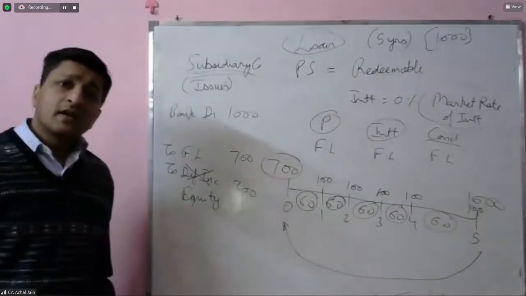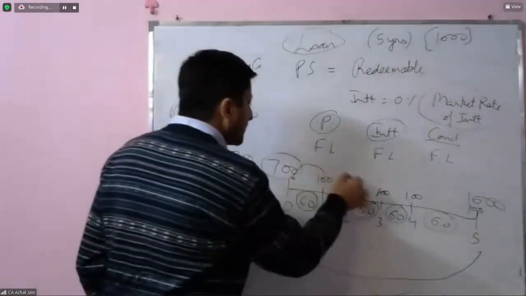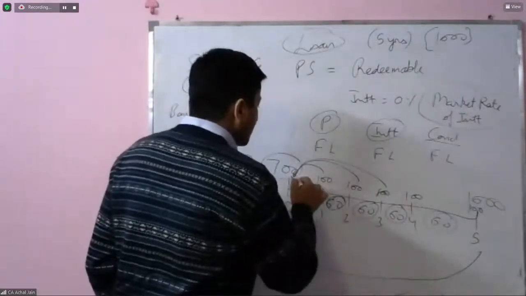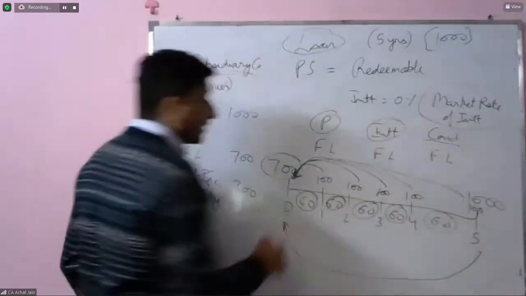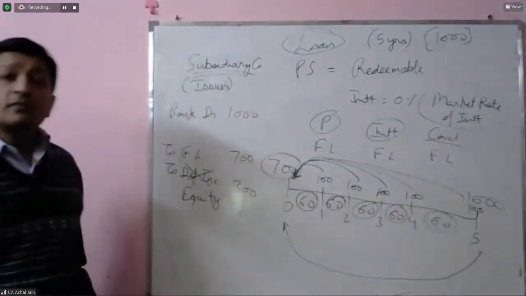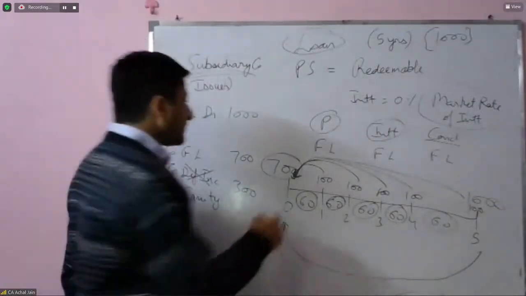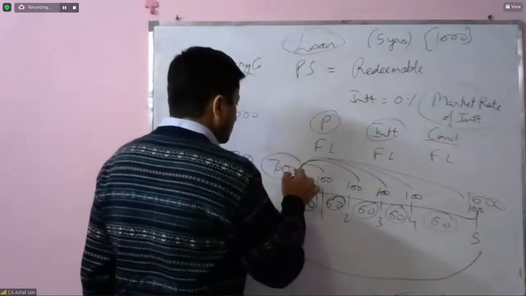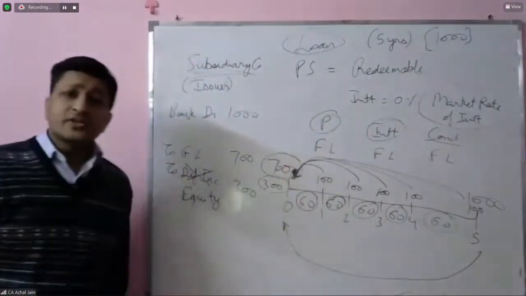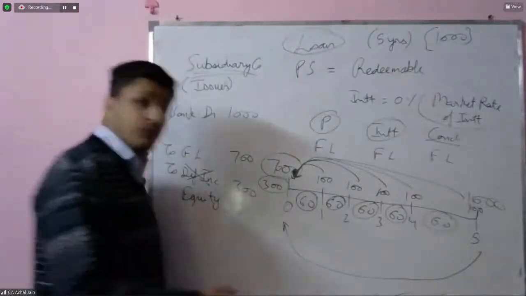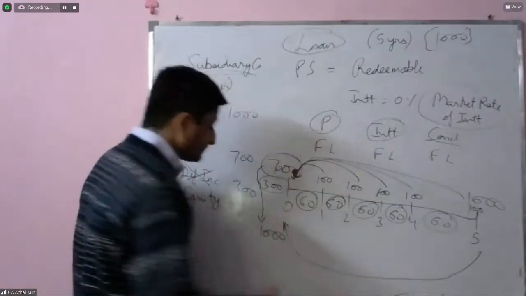In such a case, what would have been done? The present value of this 100 would have been computed, this 100 would have been computed, this 100 would have been computed, this 100 would have been computed, this 100 would also have been computed. And the present values of all of these interests would have become equivalent to 300. Because of which this amount would have been equivalent to 1,000.